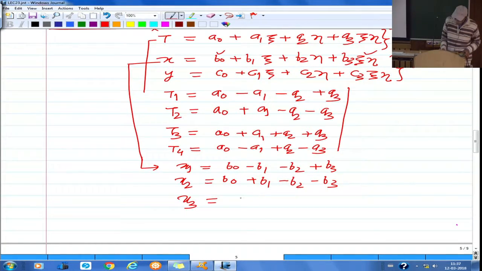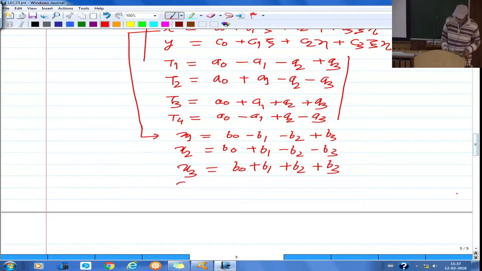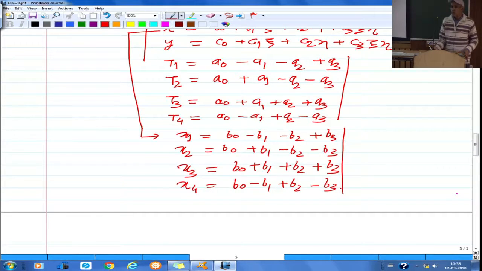And then similarly x3 is b0 + b1 + b2 + b3. In similar fashion you can write x4. So x4 is going to be b0 - b1 + b2 - b3. So this is for your x. The same thing you will have for y.